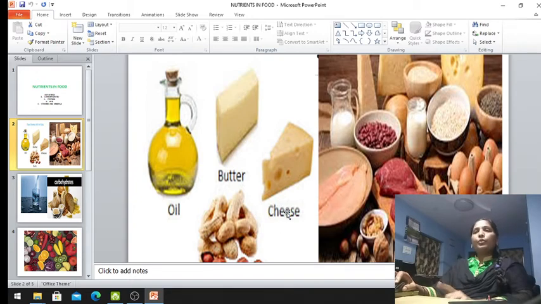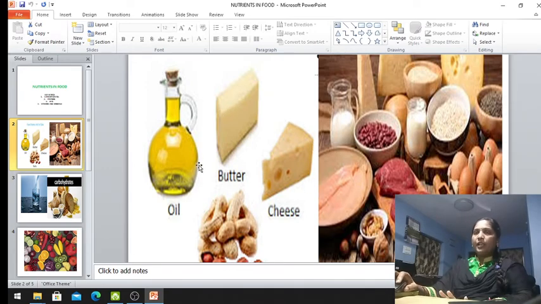So people don't want to be obese. If you are obese, there is a chance of getting other diseases. That's why we must see that fat should be in less quantity in our diet. So now first we'll see which foods actually have fats.